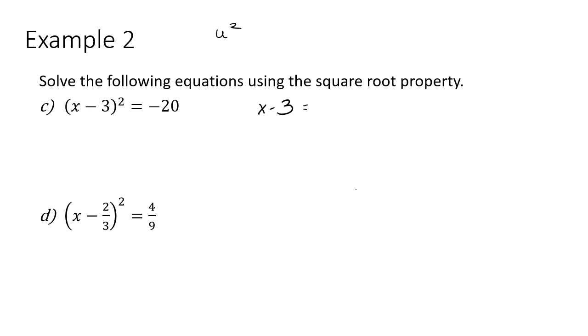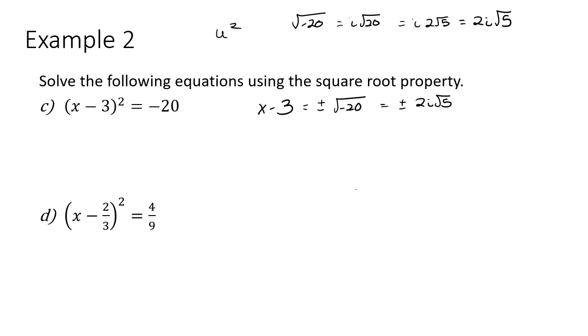And on the right-hand side, we would have plus or minus the square root of negative 20, which again, let's simplify. So square root of negative 20 would be i times the square root of positive 20. And since 20 is 4 times 5, that would be 2i square roots of 5. This is plus or minus 2i root 5. Now we're not quite done yet. Our final answer needs to be x is equal to. And right now it's x minus 3 is equal to. So the last thing we need to do is just add 3 to both sides to get x by itself.